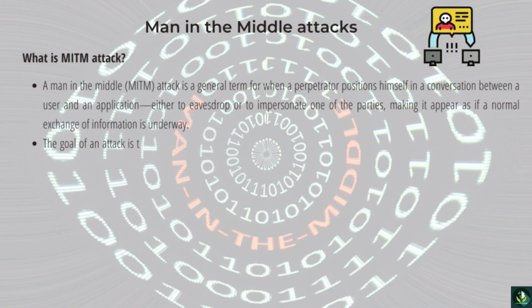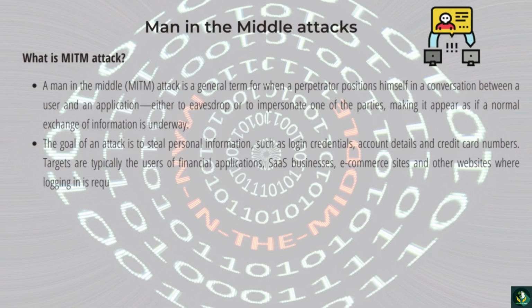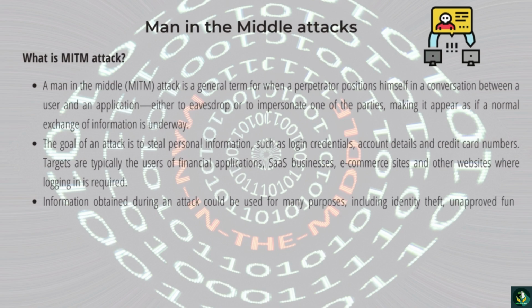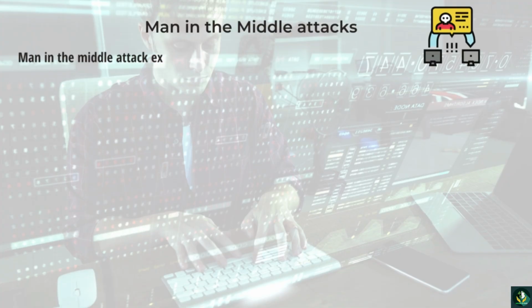The goal of an attack is to steal personal information such as login credentials, account details, and credit card numbers. Targets are typically the users of financial applications, software-as-a-service businesses, e-commerce sites, and other websites where logging in is required. Information obtained during an attack could be used for many purposes, including identity theft, unapproved fund transfers, or an illicit password change. Additionally, it can be used to gain a foothold inside a secured perimeter during the infiltration stage of an advanced persistent threat (APT) assault.